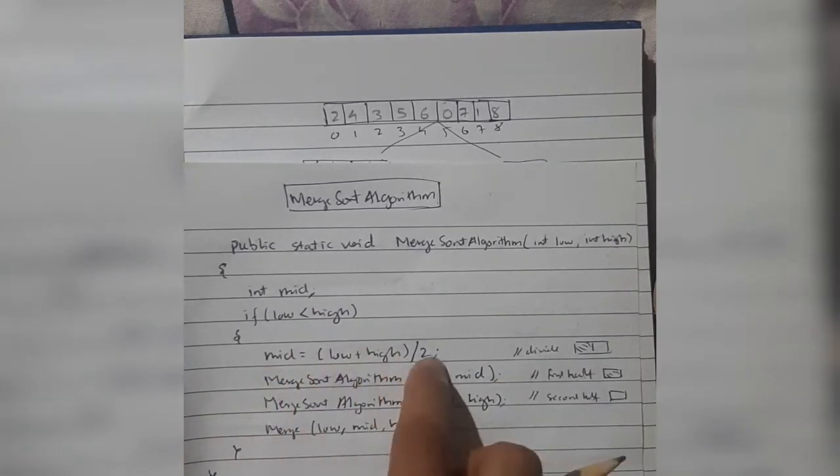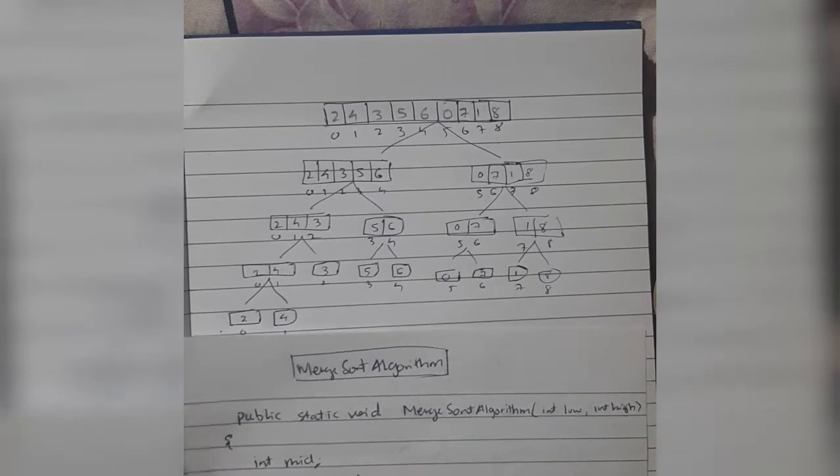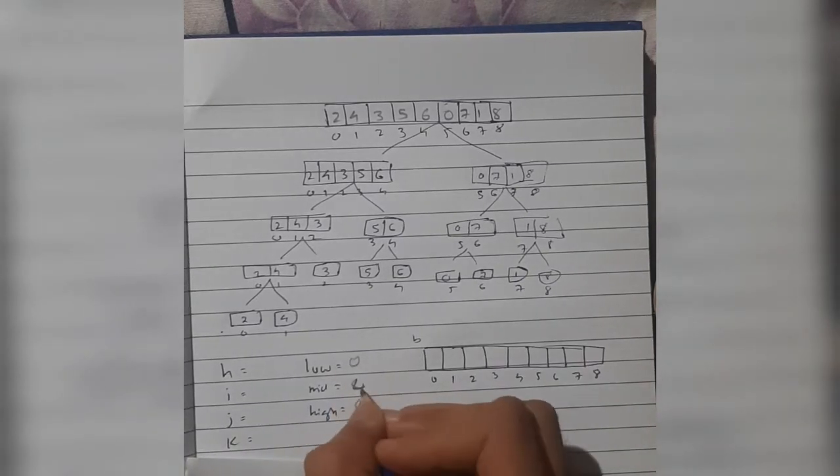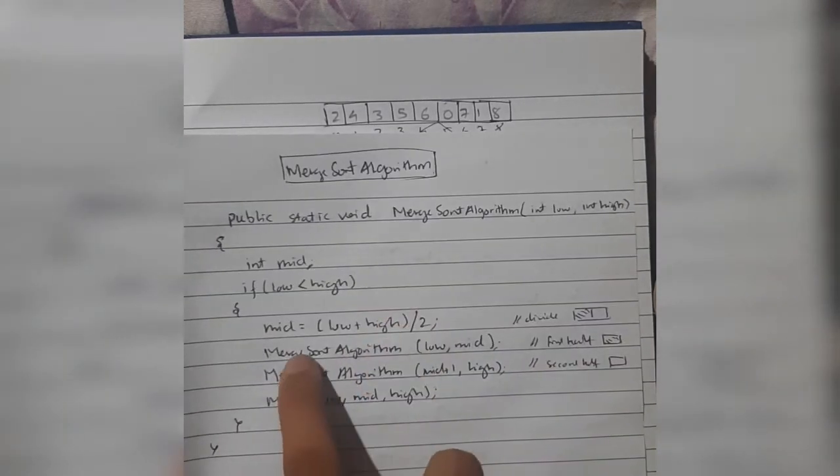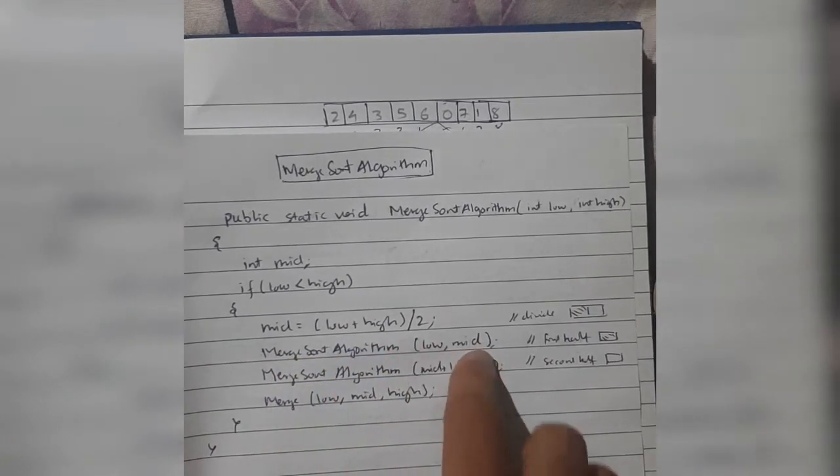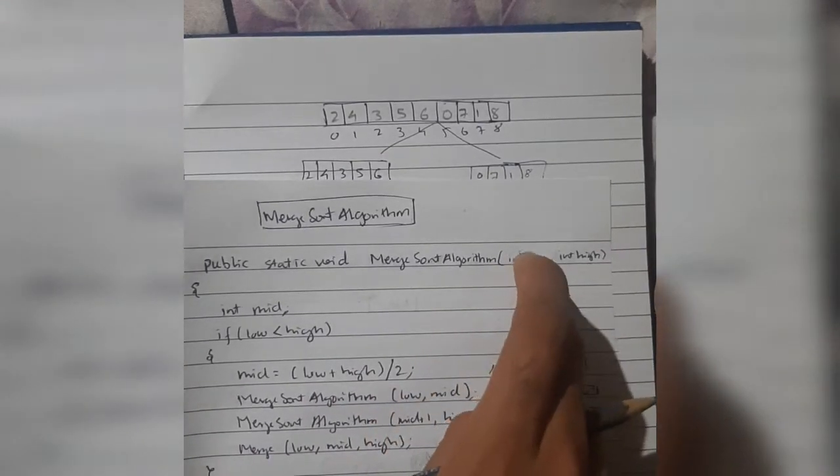Mid is low plus high by 2, which is 0 plus 8 by 2, which is 8 by 2. Okay, so it will be 4. So 4 will write here, and then the next line of code is merge sort algorithm low comma mid, means low and mid. Low is 0 here and mid is 4.